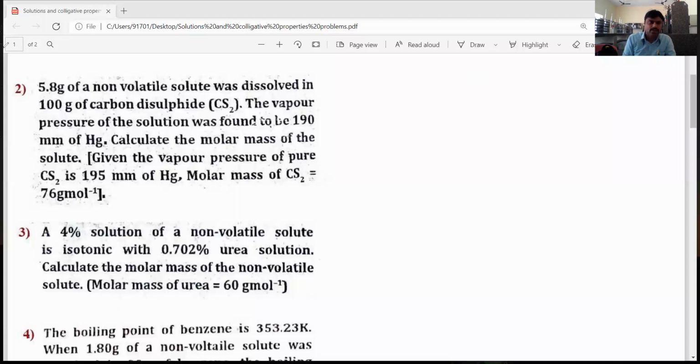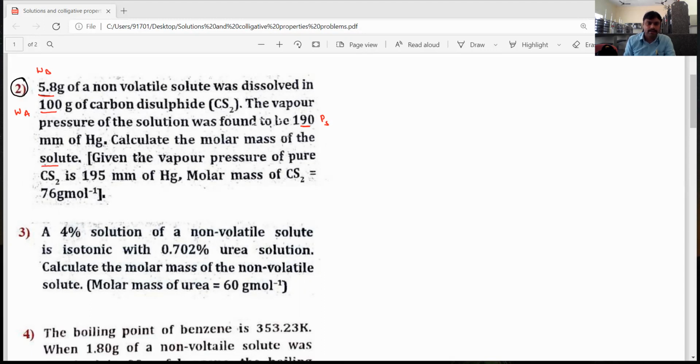What is the second question, dear students? The second question is also the same model. 5.8 grams of non-volatile solute, the weight of solute WB, is dissolved in 100 grams of solvent, WA, carbon disulfide. The vapor pressure of the solution, Ps, is 190 mm of Hg. Calculate the molar mass of solute.